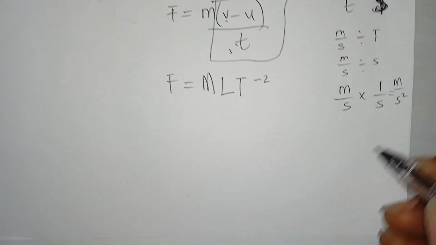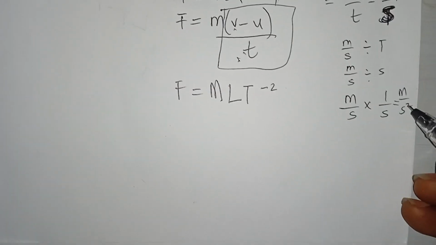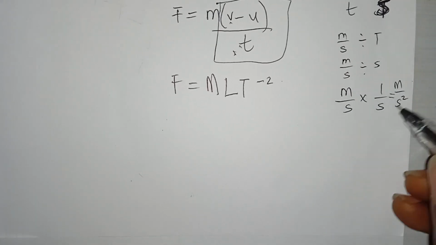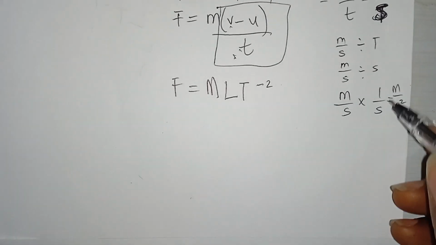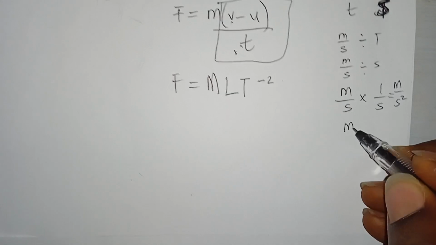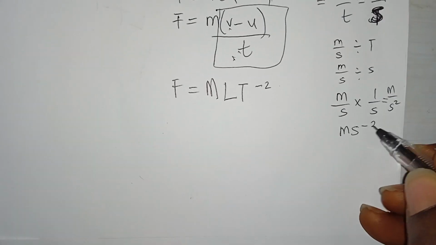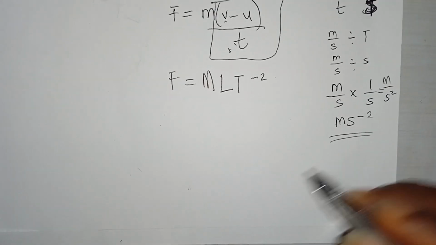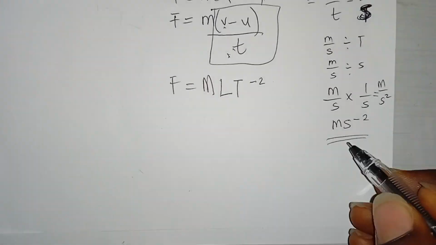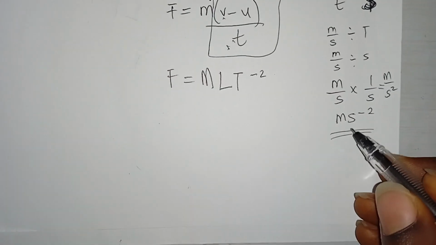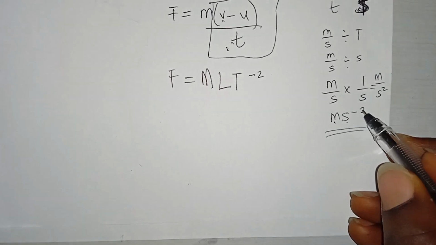which is the same thing as m over s squared. Now, when something has a positive power down in the denominator and it comes up to the numerator, it will change to minus. So this is ms raised to power minus 2. So this is the unit of acceleration, meter per second squared.